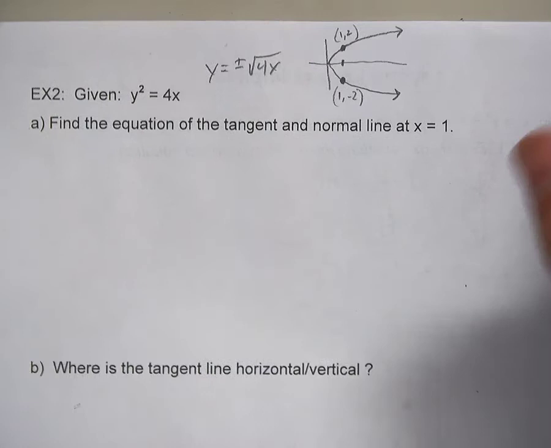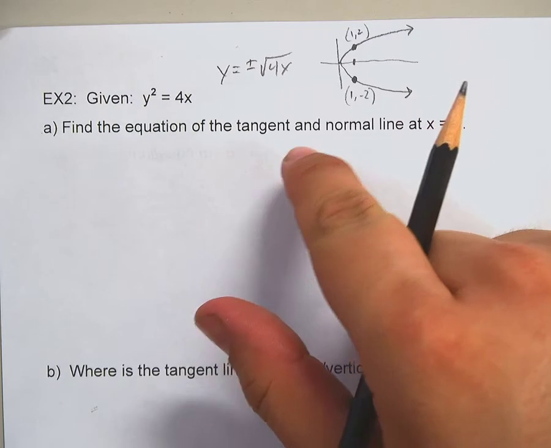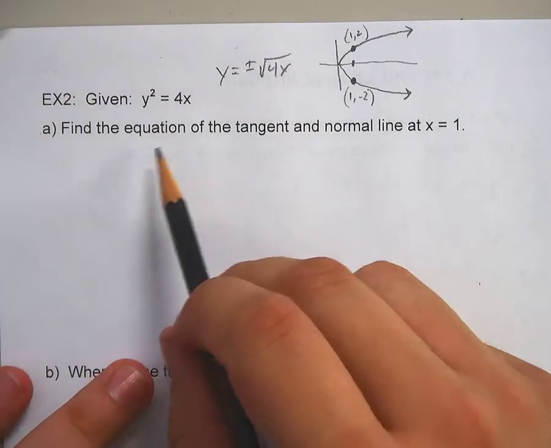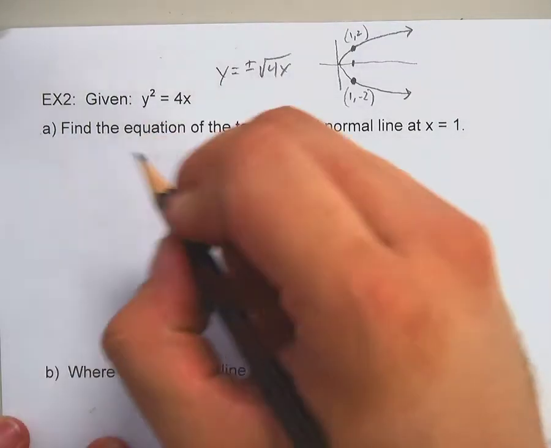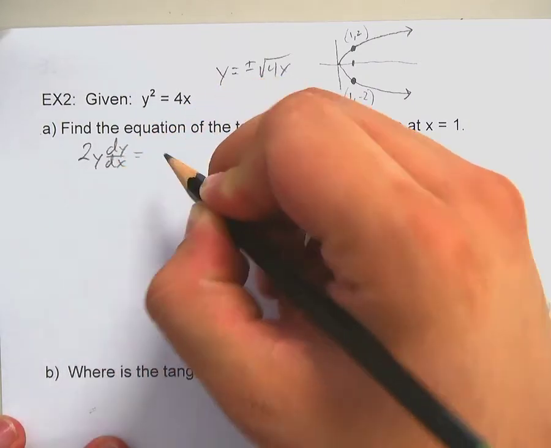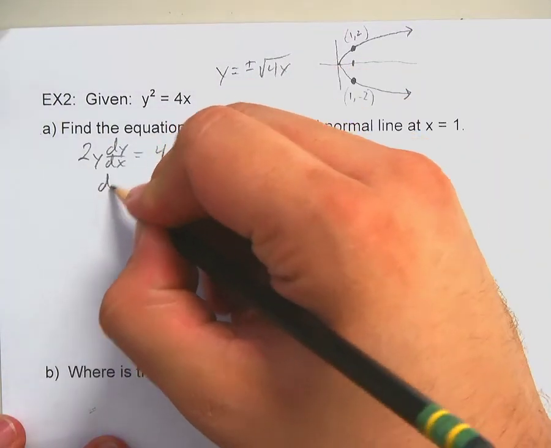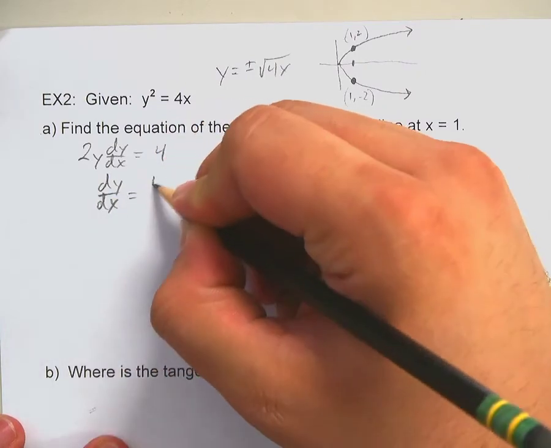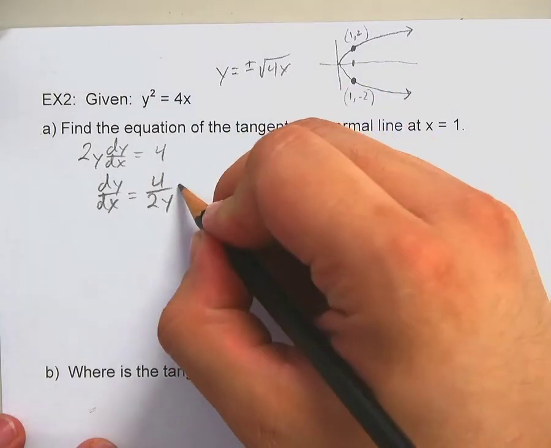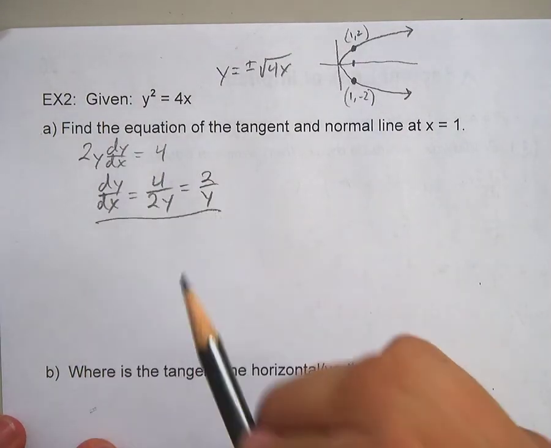So this will give us something to look at when we're trying to come up with the equation of the normal line and the tangent line when x was 1. So I'm going to do a couple of things. The equation of the tangent line, first off, take your derivative. 2y dy/dx equals 4. Okay? Solve for dy/dx. dy/dx equals 4 over 2y. So that'll simplify a little bit to 2 over y. So my derivative is 2 over y.